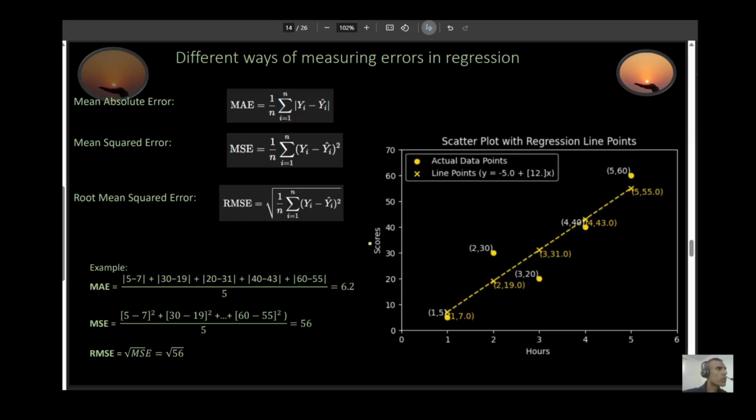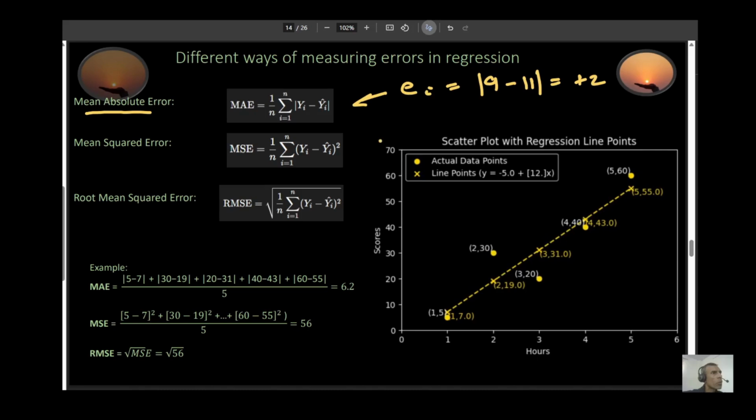So there are different ways you can calculate errors in regression. One of them is mean absolute error. In this case, you take the absolute value of an error. So let's say your error comes out to be 9 minus 11. Okay, so in this case, you take the absolute value of this. So this will come out to be plus 2. That's your mean absolute error.